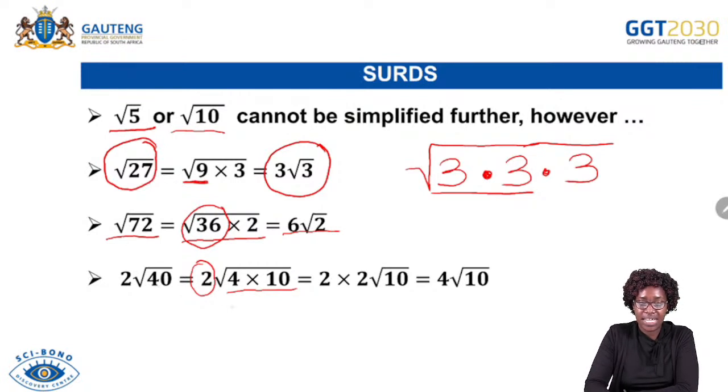So 40 becomes 4 multiplied by 10. And then when I simplify this further, the square root of 4 is a 2, but the 2 is going to be multiplied by the 2 that was already outside the bracket. Then the 2 times 2 gives me a 4. And since square root of 10 cannot be simplified further, I leave it under the square root sign.